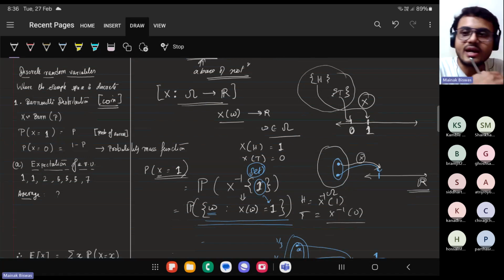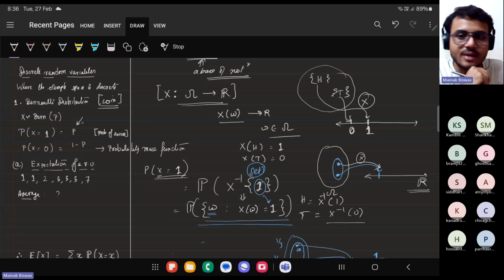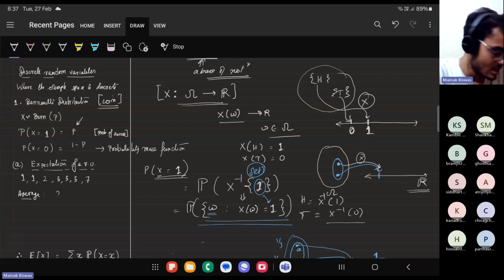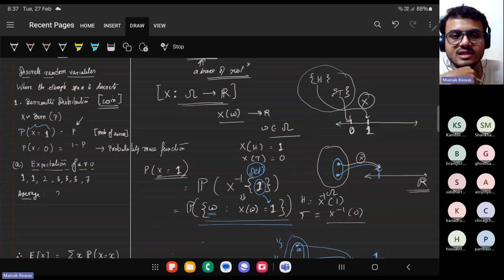This is where I'll tell you that it is not a fair coin. So if it is not a fair coin, say you say probability of x is equal to 1. That means probability of head is P. So probability of tail is 1 minus P. There is no doubt of that. So for the head, I'm writing x equal to 1.